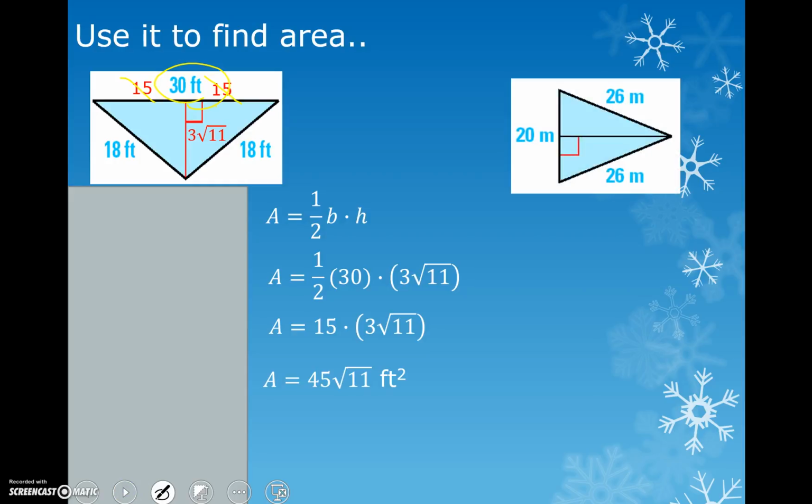So here's another one for you to try. Why don't you hit the pause button and try it on your own. Okay, let's see how you did. You should have gotten the height was 24, a nice perfect number, and the area was 240 meters squared. If you didn't get it correct and you want someone to walk through that with you, please let your teacher know.